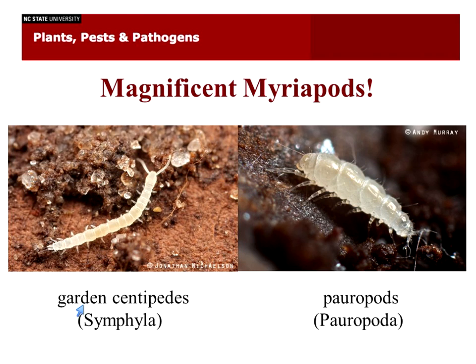Now, symphylans, or garden centipedes, are probably more well-known just because some of them can be agricultural pests. They're sometimes called greenhouse centipedes, because they will attack some herbaceous plants and reduce yield. Pauropods, on the other hand, are not very common. They don't do much other than eat detritus and fungus, things like that.